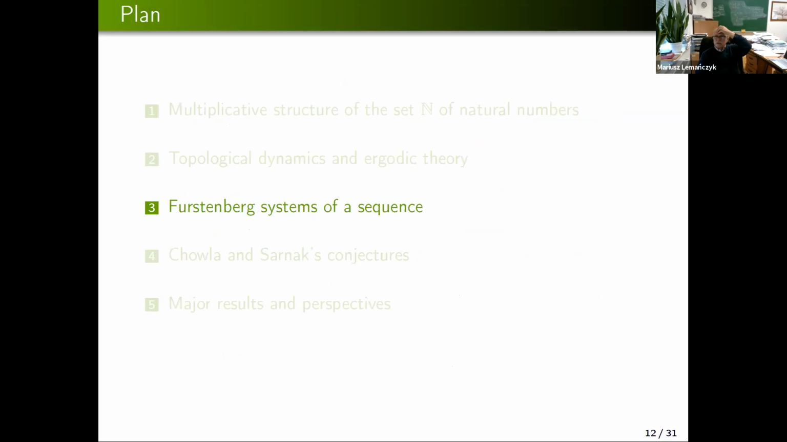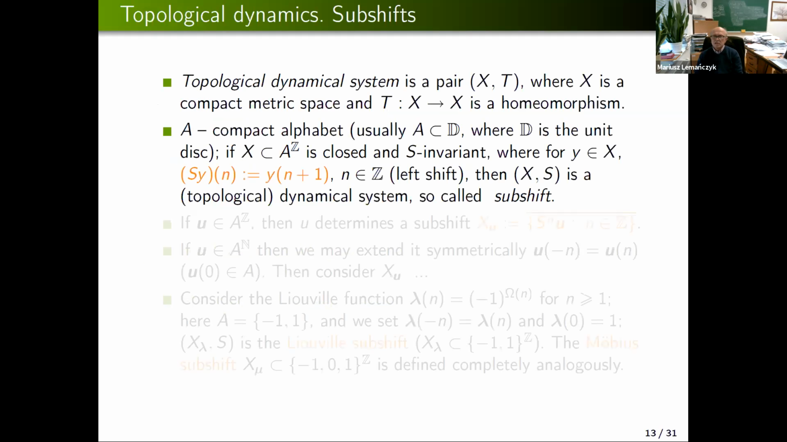Okay, so now comes the most difficult part of this talk, and not just this particular talk, but any talk about Sarnak's conjecture. Because we need to speak about so-called Furstenberg systems of a sequence. So we will slowly try to see that studying sequences of these arithmetic functions, multiplicative functions, perhaps has something in common with ergodic theory.